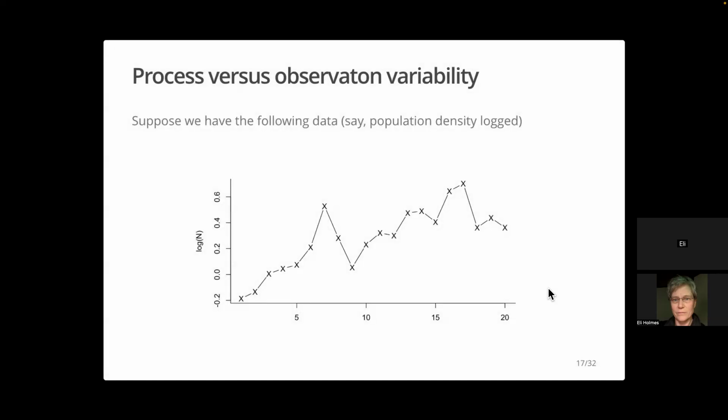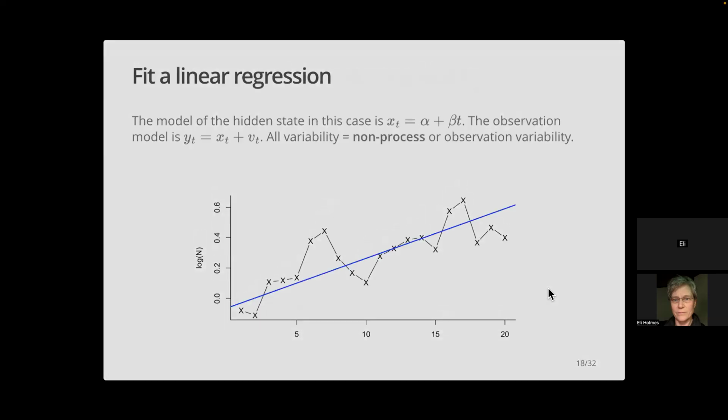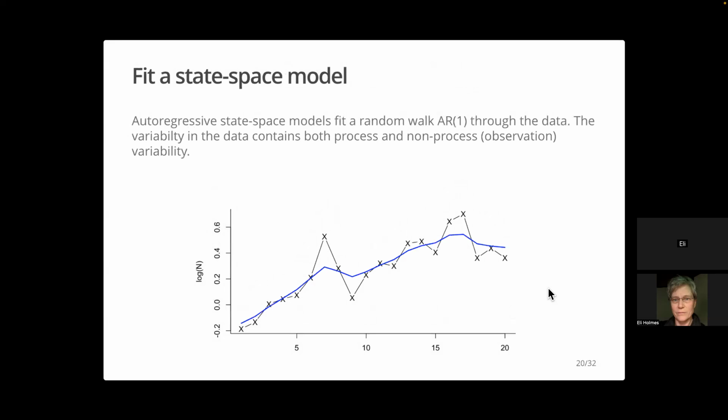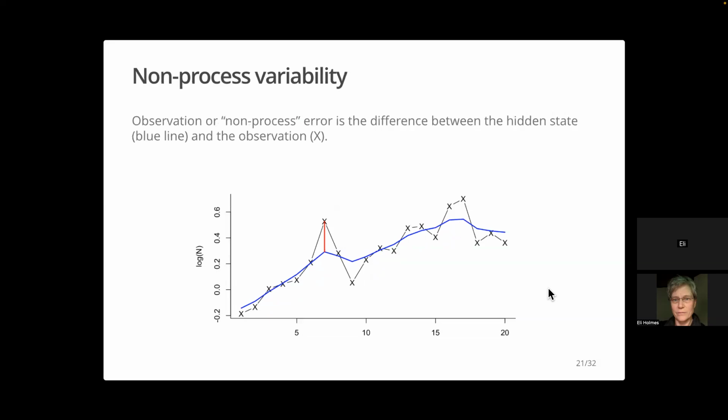Okay, so here's our data. How are we going to separate out what this process variance is versus observation variance? So here's our data. Let's look at this state space model. We fit this, and here is the X. This is that underlying thing. And the difference between this and this is our observation error. It's called non-process variability or observation variability. As I said, it's the difference between the blue line and our observation. That's going to be our observation errors. Okay, so that's simple.